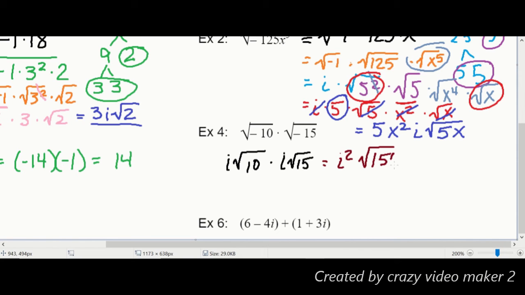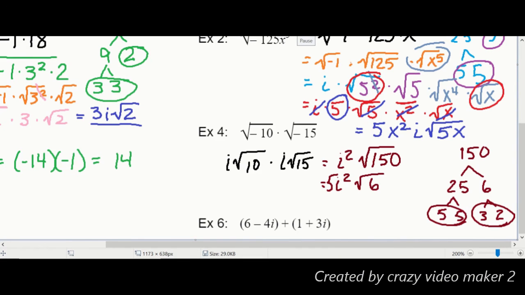And then if we do our factor tree of 150, we end up with 25 and 6, which gives us 5 and 5, which gives us 3 and 2. And then we can say i squared times 5 times the square root of 6. Then because we know that i squared is equal to -1, we can say -5 times the square root of 6.